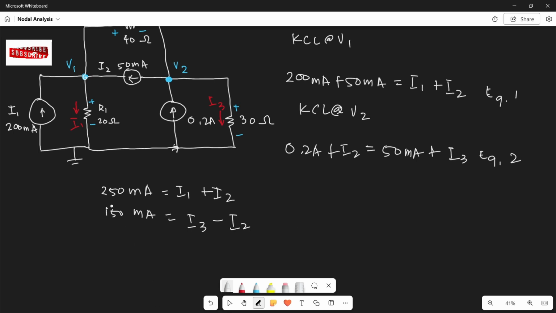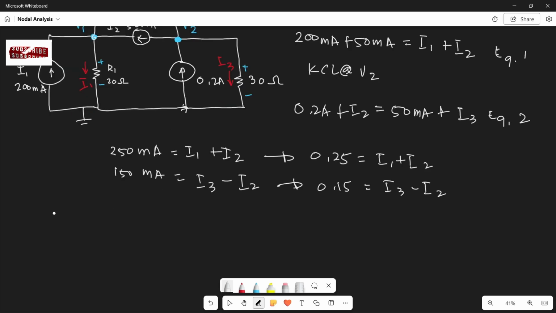Also, we can express this 250 milliamperes and 150 milliamperes in decimal. So this will become 0.25 is equal to I1 plus I2. And the other one, 150 milliamperes, is equal to 0.15 amperes is equal to I3 minus I2.